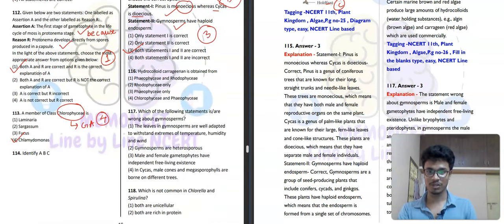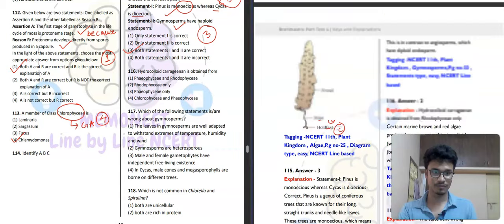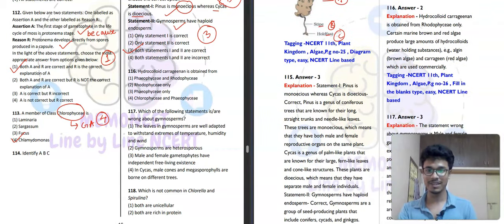Moving towards the next question, 116. It is saying that hydrochloride carrageen is obtained from Phaeophyceae and Rhodophyceae, Rhodophyceae only, Phaeophyceae, or Chlorophyceae and Phaeophyceae. If you can't understand this, first of all you need to remember what Phaeophyceae means. Phaeophyceae means brown algae, Rhodophyceae means red algae, and Chlorophyceae means green algae. So hydrochloride carrageen is obtained from Rhodophyceae only, that means red algae. So the second option will be our correct answer for this question.